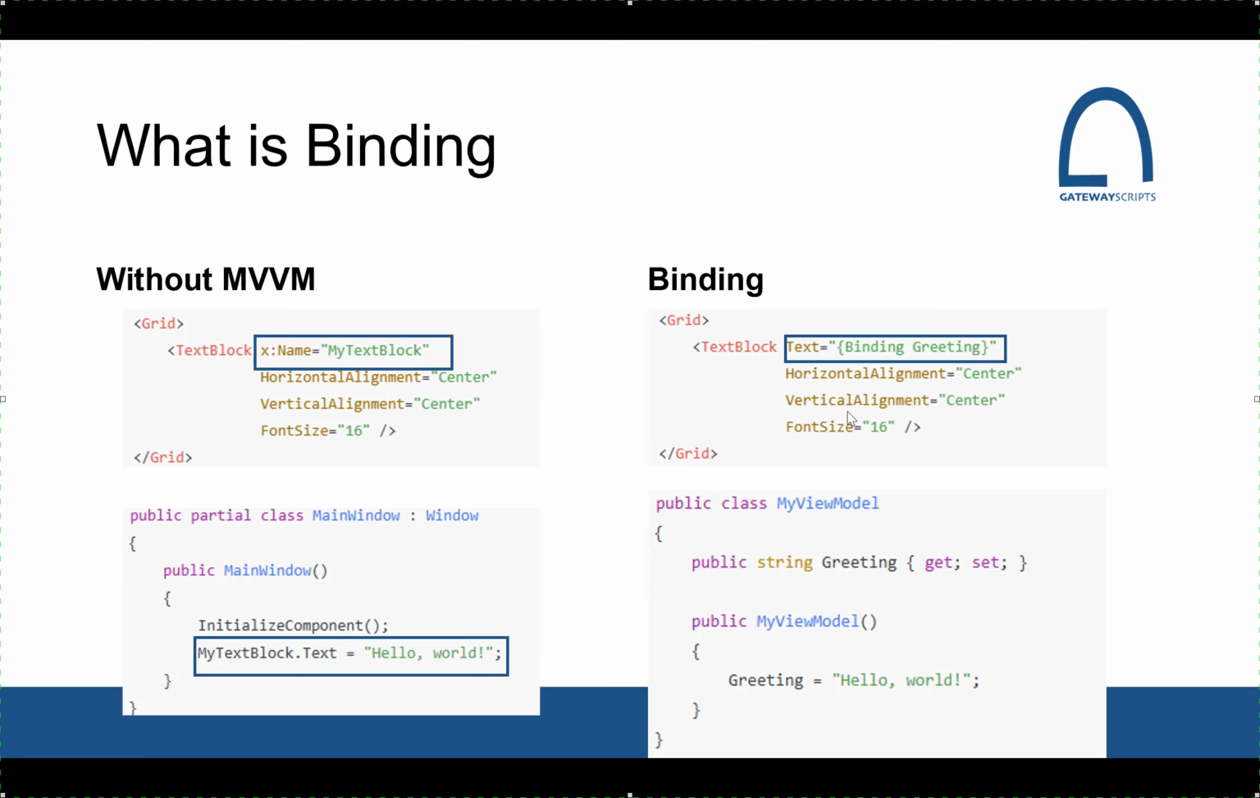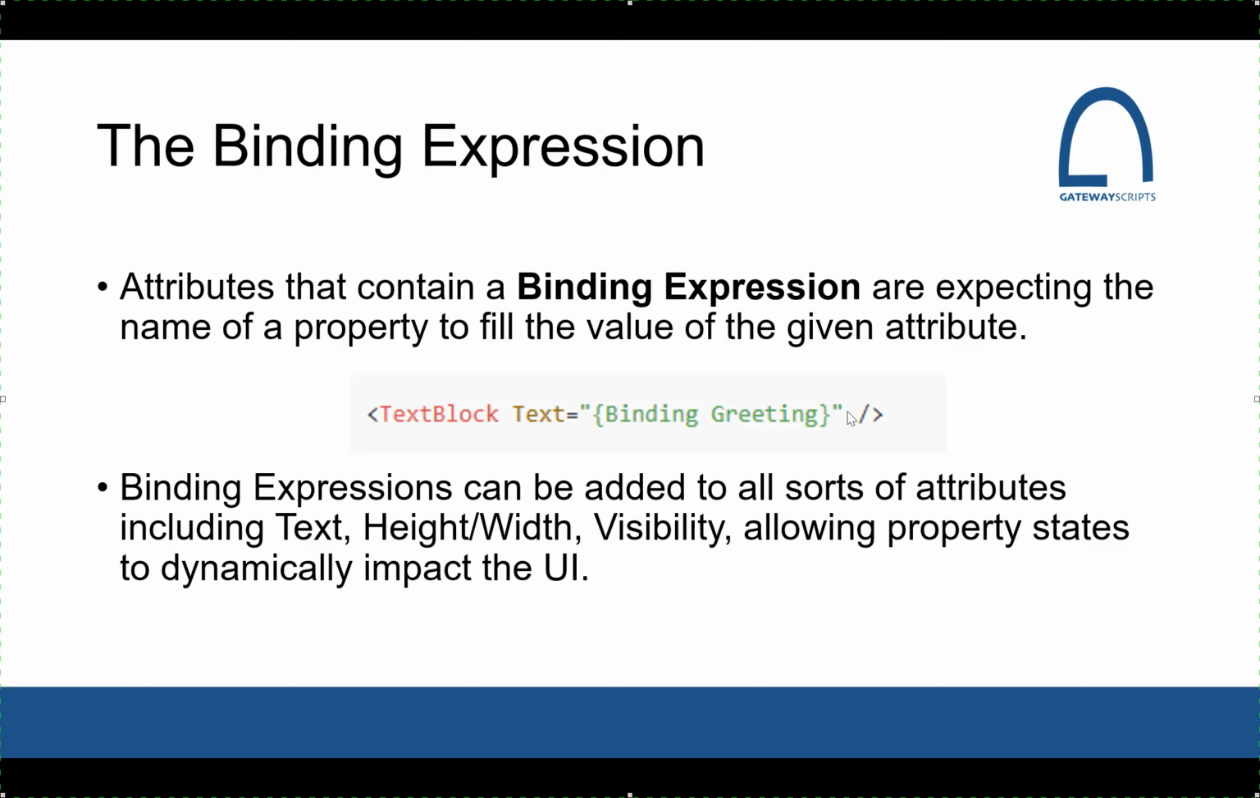So here you can see text equals an open curly brace, the binding keyword, and then a space, and then the name of the property that you want the application to go and evaluate to set the text of this text block. In the C# code, you can see the basic property greeting is created in a separate class, and here we're setting the greeting equal to hello world in the constructor of that class. Let's break down this binding expression a little bit more.